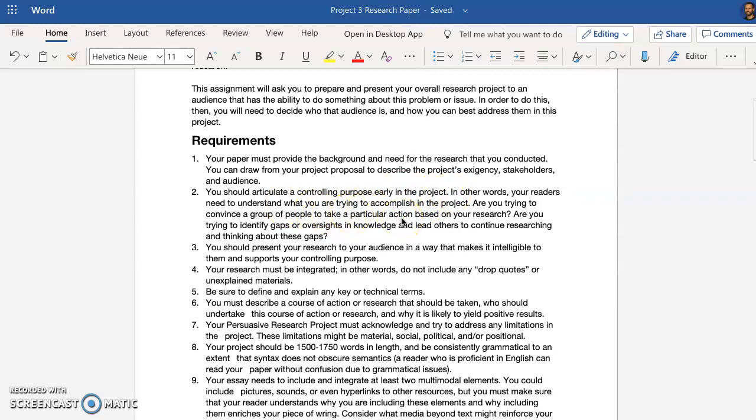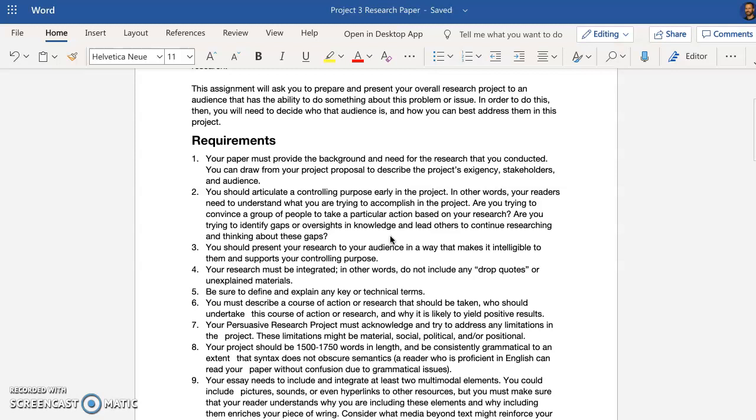Are you trying to convince a group of people to take a particular action based on your research? Are you trying to identify gaps or oversights in knowledge and lead others to continuing research and thinking about those gaps? So, again, those are two very different things. And the thing you are trying to persuade your reader of should be somewhere in between there. Either one side or the other, or somewhere in between. Now, that does point to the fact that this essay is a little bit persuasive.